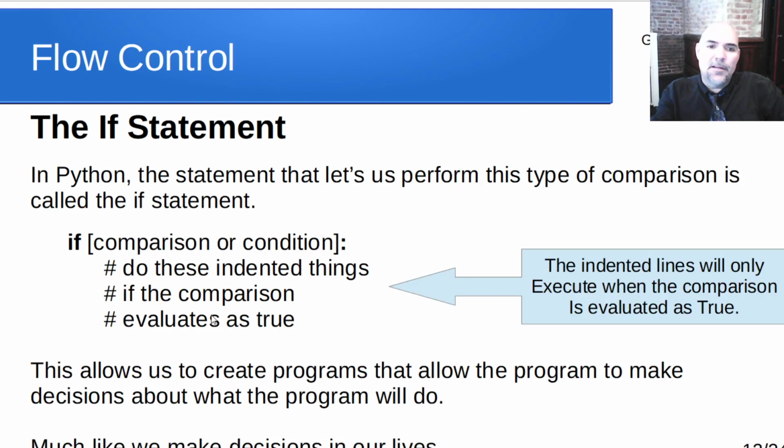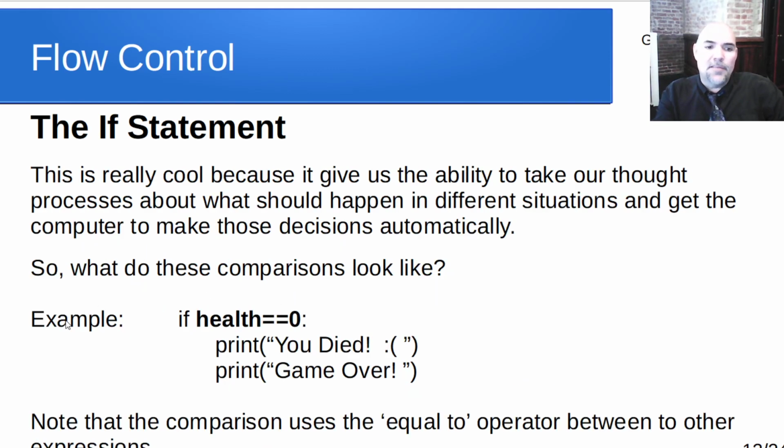And notice back here, I have these square brackets. Those aren't really there. You don't need those. They're not part of the syntax. It's just showing there's a place there that you fill stuff in. So let's look at an actual example. We say if health equals 0, notice the 2 equal signs there, then that means you've died. Game over. So note that the comparison uses the equal to operator between two expressions. Here's an expression that has a variable, and there's one that's just a number. So the equal is the one that's actually doing the comparing: are these two things equal or not.